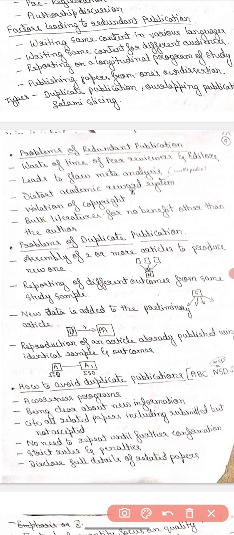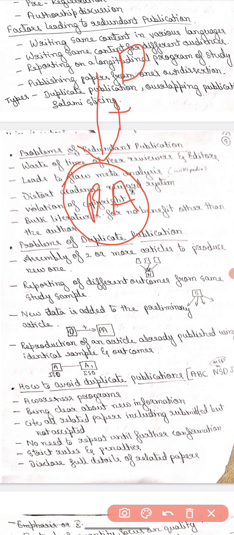Next, one preliminary article is already there, and for that, new data is added to the preliminary article. So what are the problems of duplicate publications? It means the assembly of two or more articles to produce a new one, reporting of different outcomes from the same study sample, and new data added to the preliminary article.